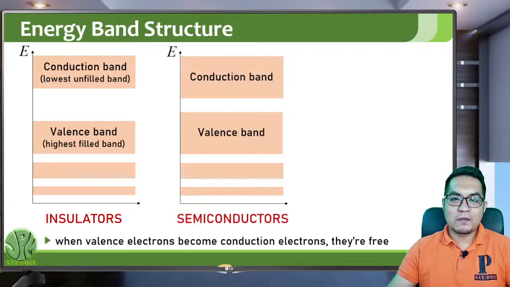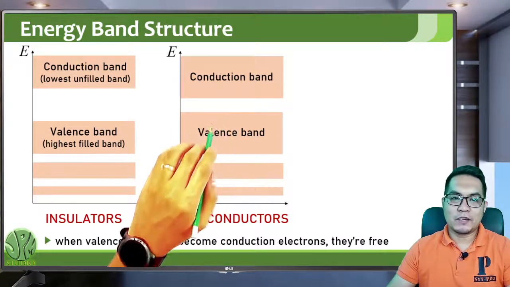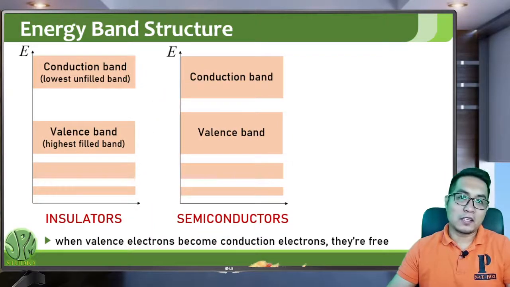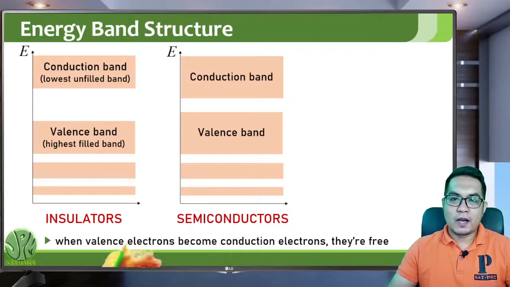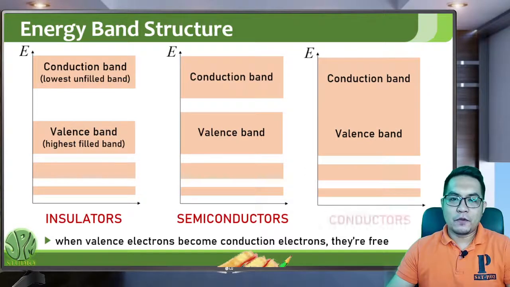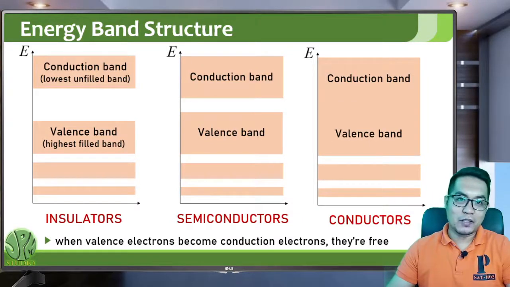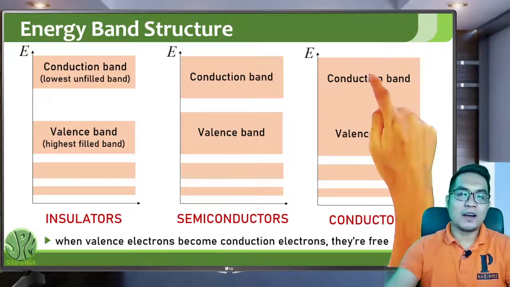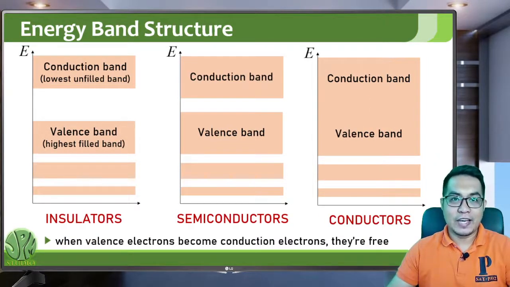If you have a semiconductor, then the band gap is just small enough such that the valence electron can go to the conduction band, depending on what you did with the semiconductor. And if you have a conductor such as metals, then there's actually no gap between the valence band and the conduction band. So essentially, all of the valence electrons are conduction electrons, and essentially they are all free electrons.